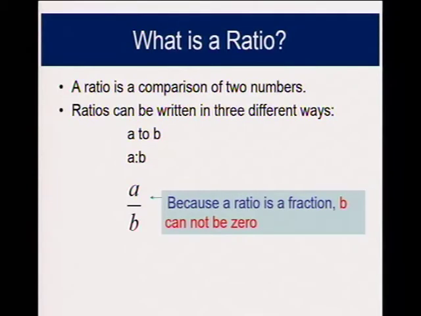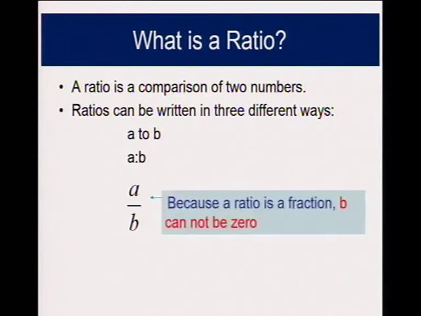Now, because ratios are fractions, it means the numerator should be any number from 1 and above. And the denominator can be any number other than 0. So in other words, the denominator should never be 0.